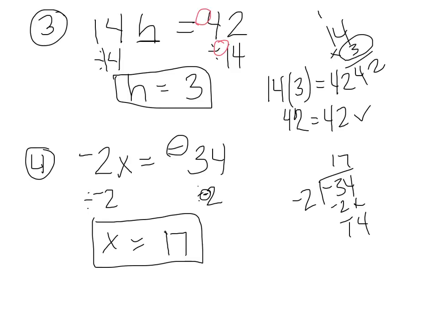We can always check it out. Negative 2 times 17 equals negative 34. 2 times 17 is 34. I've got opposite signs and I'm multiplying, so my answer is going to be a negative 34 equals negative 34. All right, let's try another one.